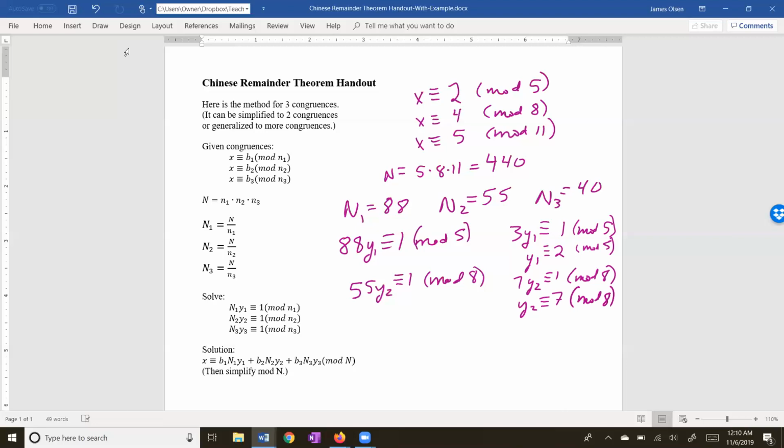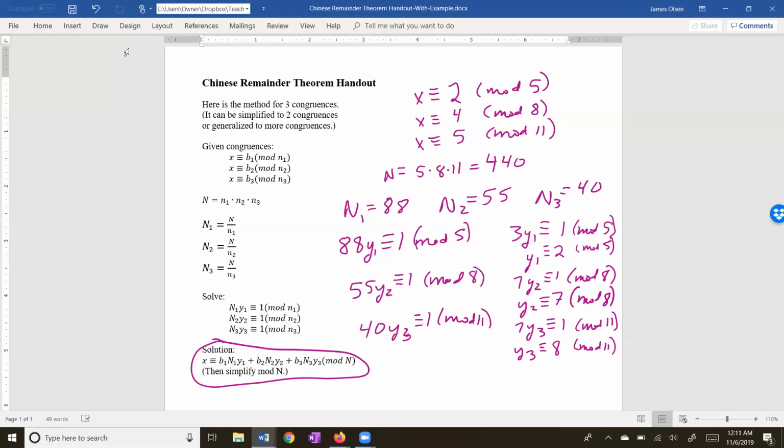My third congruence is going to be n3, which is 40. y3 is congruent to 1 mod 11. So I need to simplify 40 mod 11. 11 times 3 is 33. 40 minus 33 is 7. So we have 7y3 is congruent to 1 mod 11. And now I test out my possibilities, 0, 1, 2, 3, 4, 5, 6, 7, 8, 9, 10. And I believe that y3 is 8, because I get 56, which is 1 bigger than 55. So now I have all the raw materials for my solution.